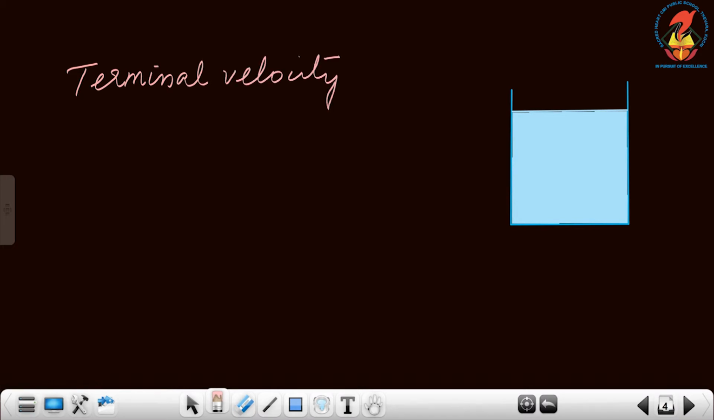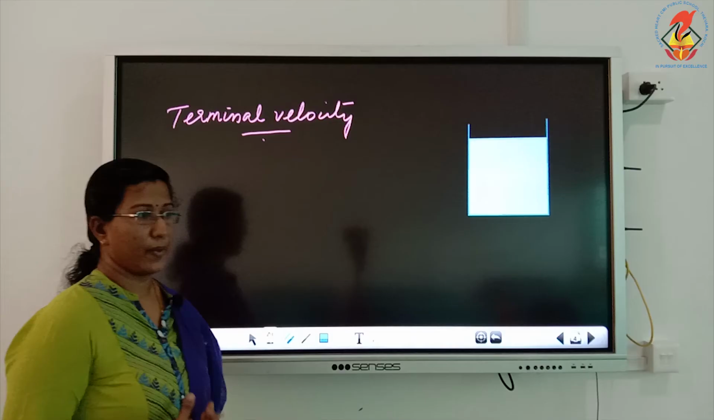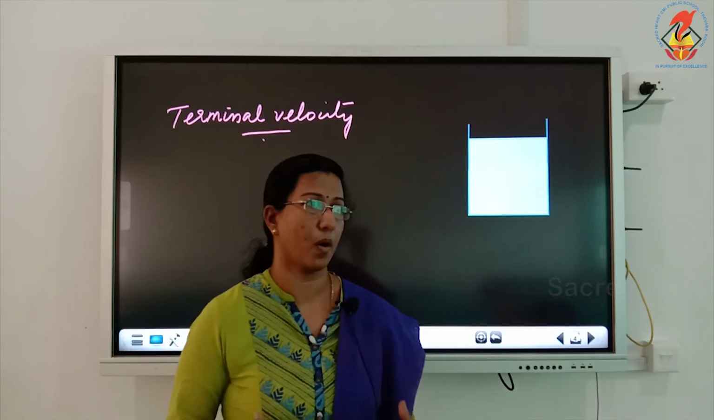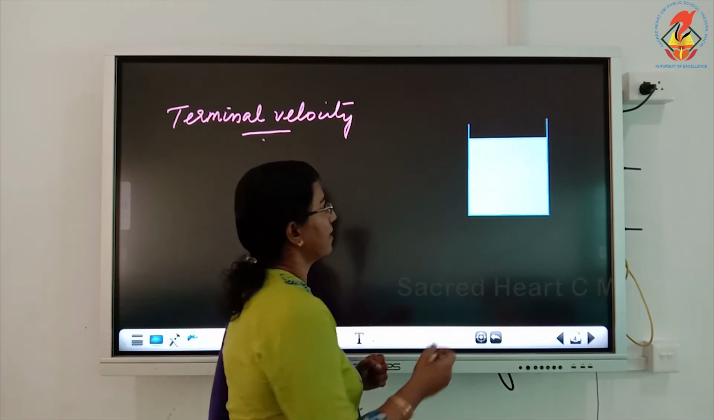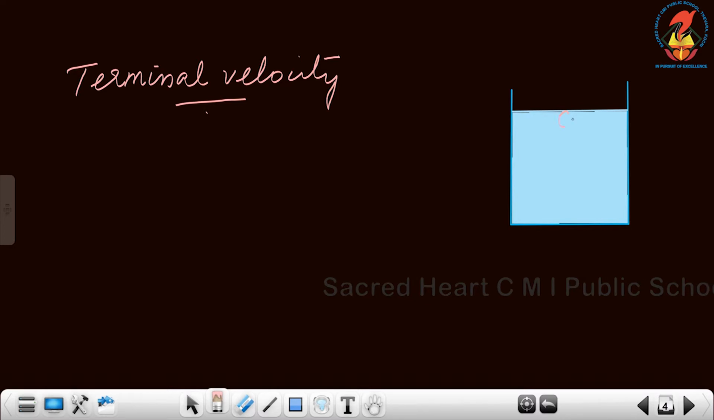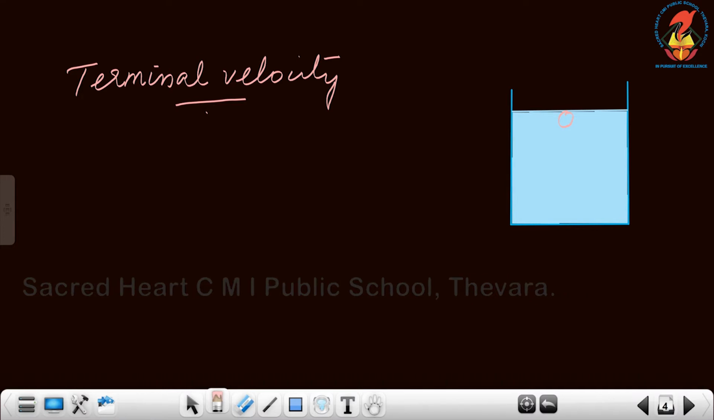Terminal or final velocity. Now, what is terminal velocity, or how does a body attain terminal velocity? Imagine there is a spherical body, as I told you before, which is falling through a liquid. As the spherical body is moving through the liquid, the body will have a weight, and the weight will be acting downwards.